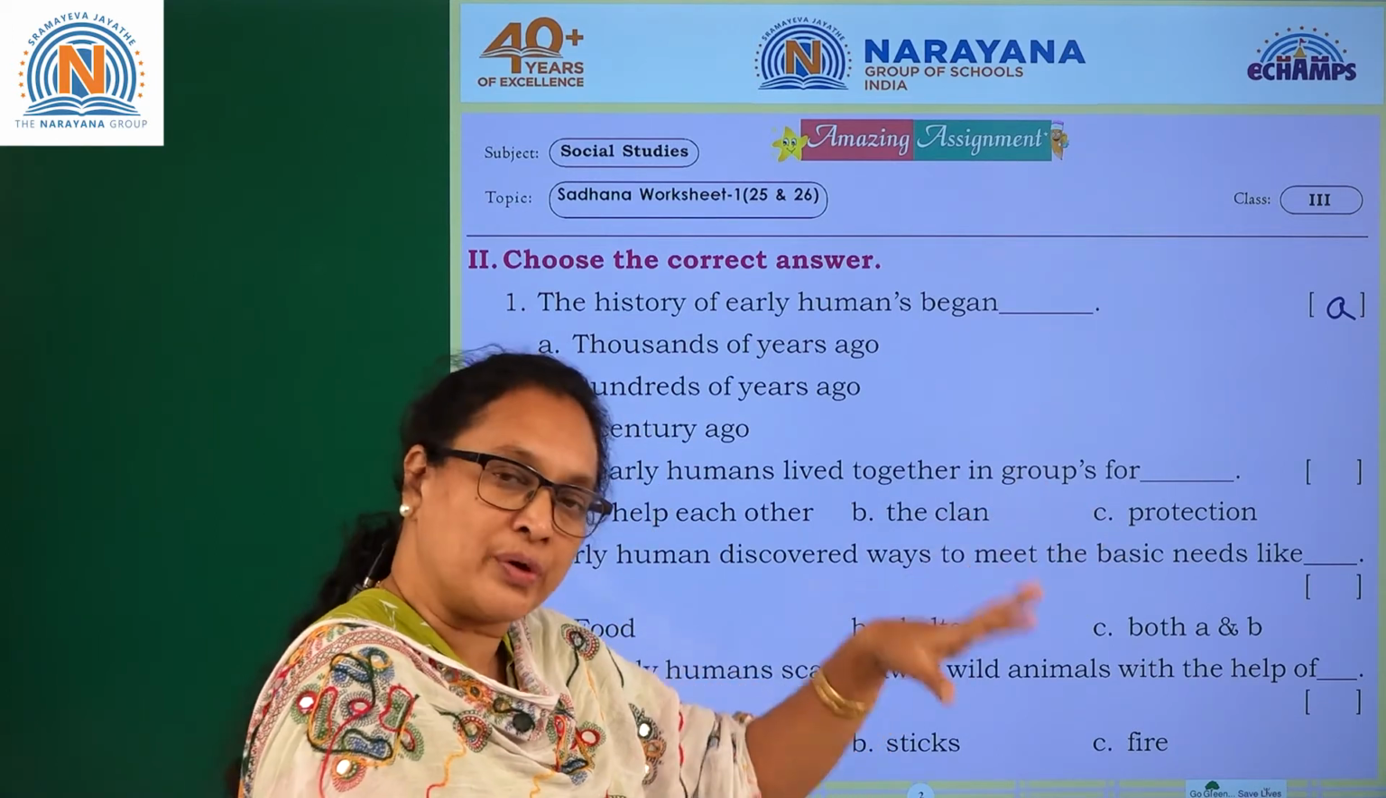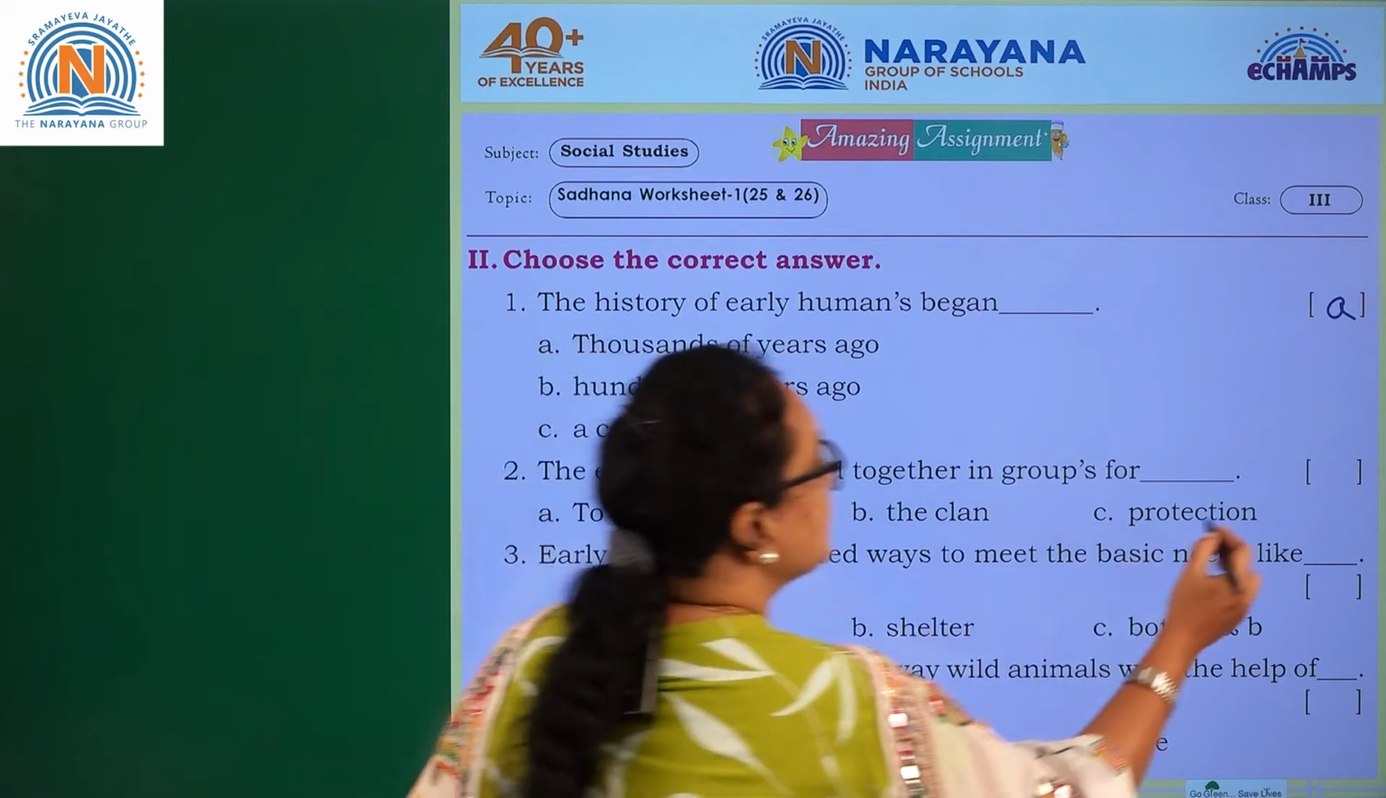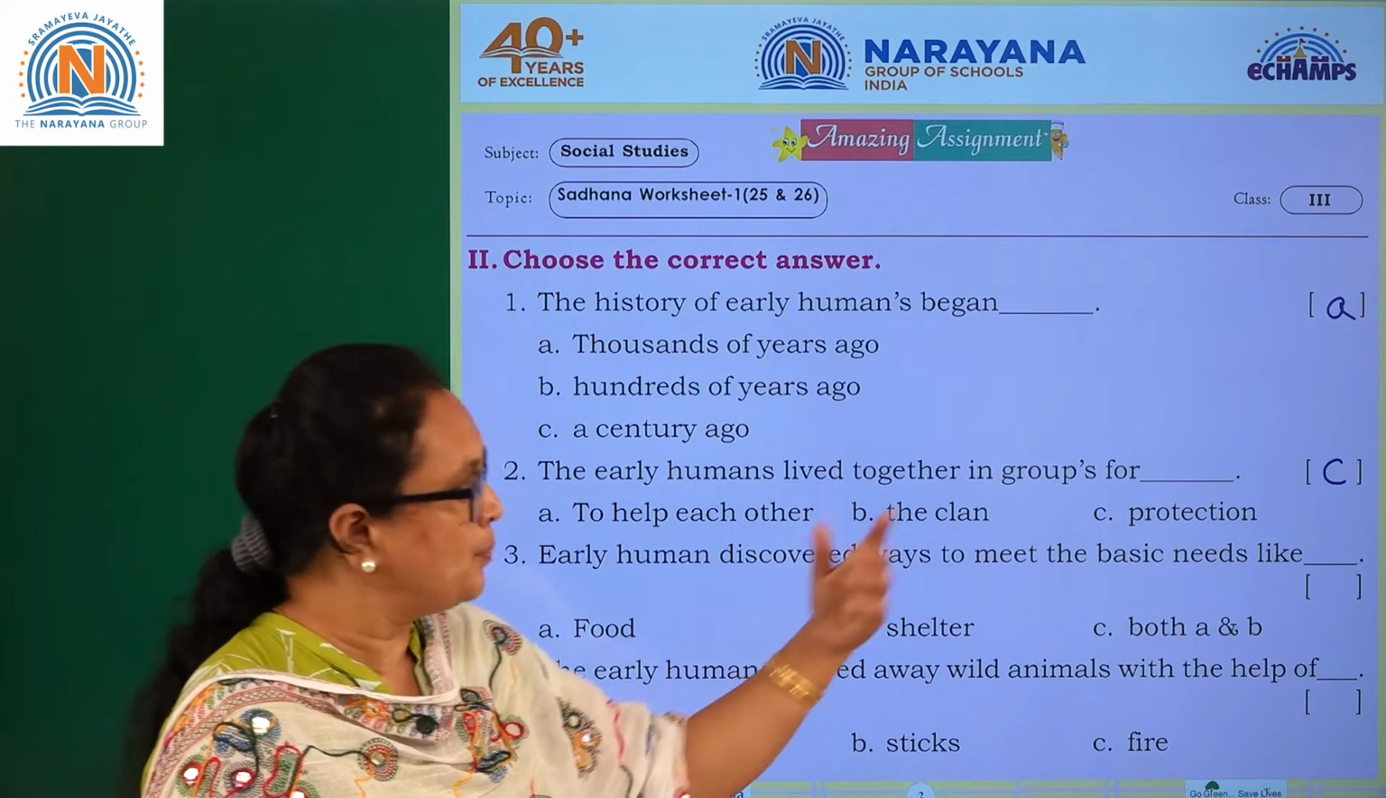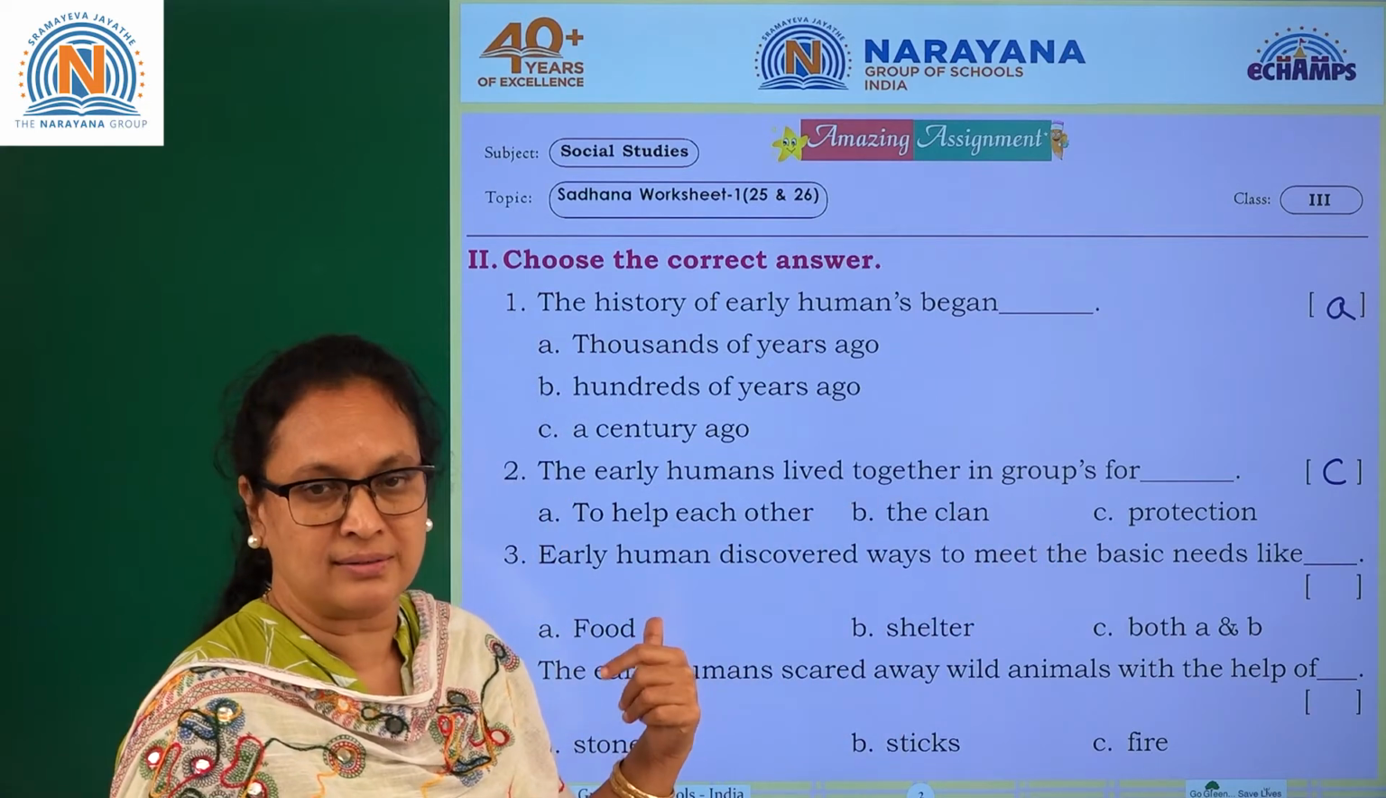Okay, this is for to protect themselves. The answer goes for the C. You may think that to help each other. When they protect, then it comes help, right?